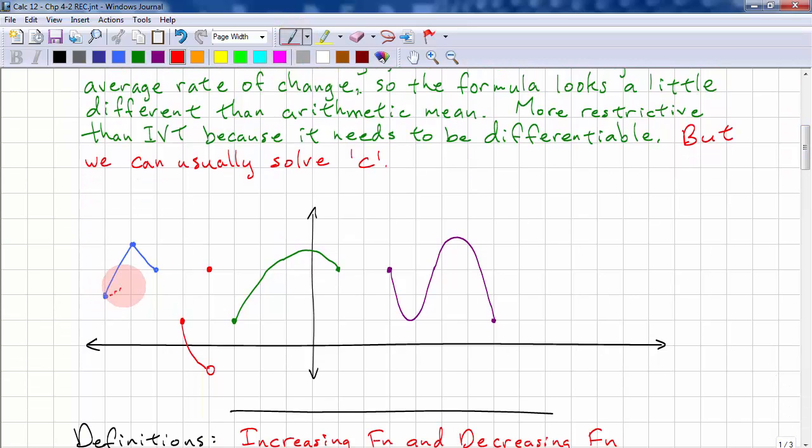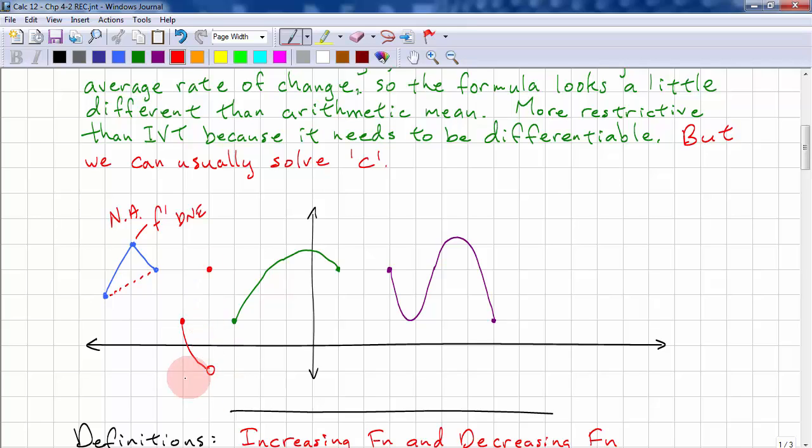So the average rate of change is this. And the mean value theorem is not applicable here because the derivative here does not exist. This is a corner, and it needs to be differentiable on the whole interval. So it's differentiable here and here, but it's not differentiable there.